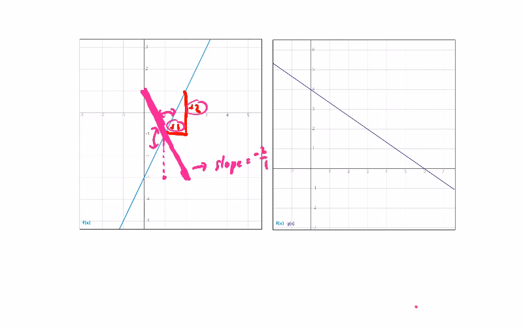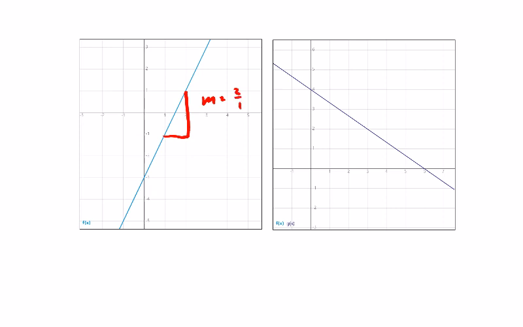So the original line had a slope that was 2 to 1. Taking a slope that is just the negative of it doesn't get us to the perpendicular line. So let's look at another possibility. The original line, we just said, had a slope that was in a 2 to 1 ratio.